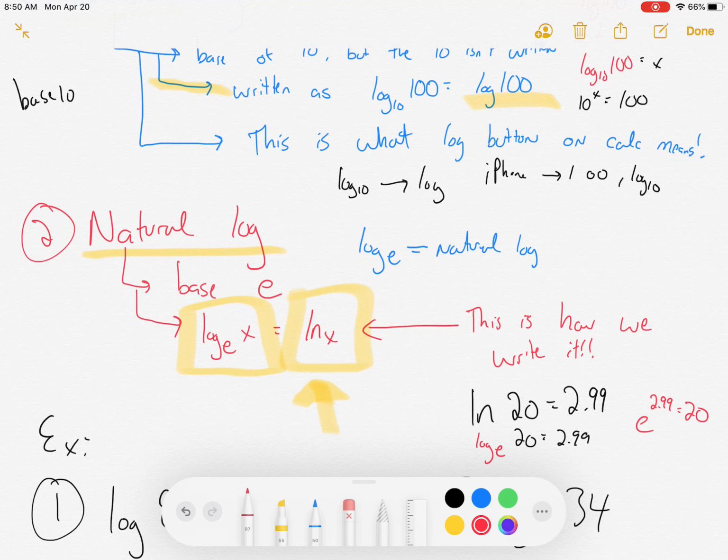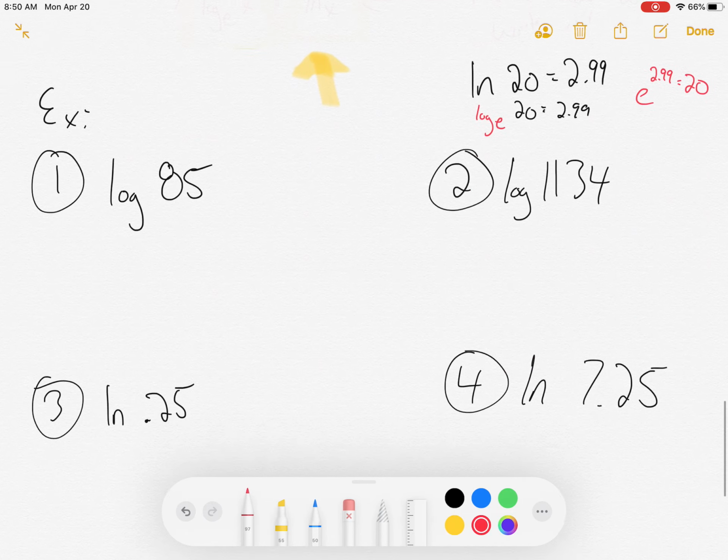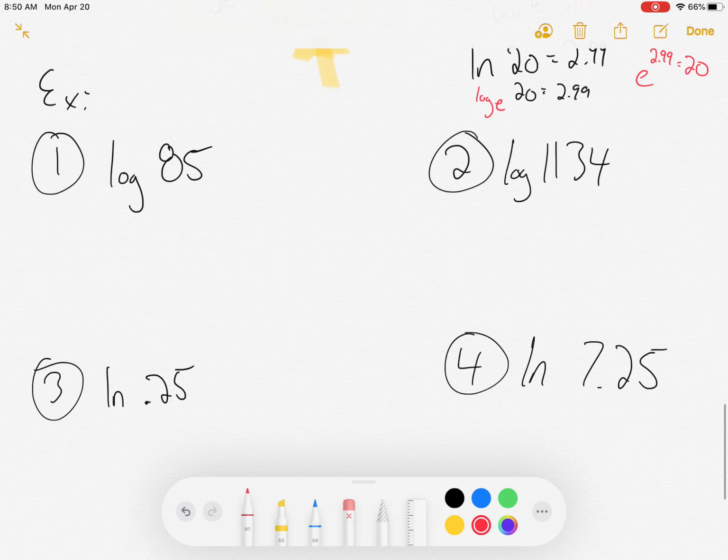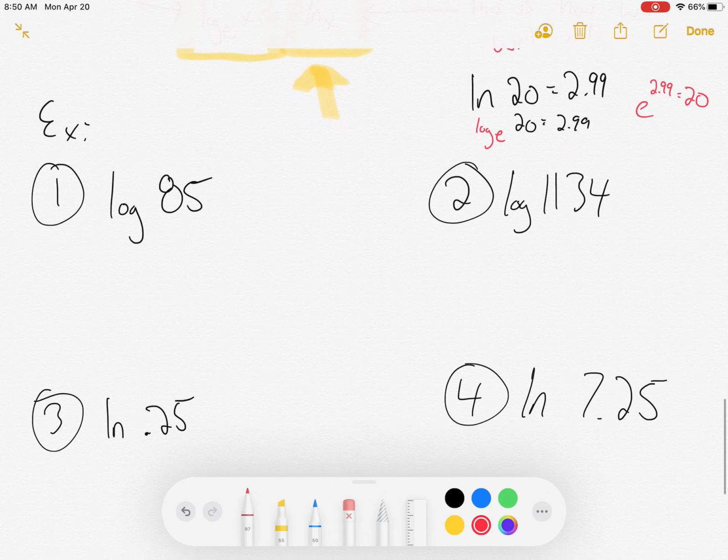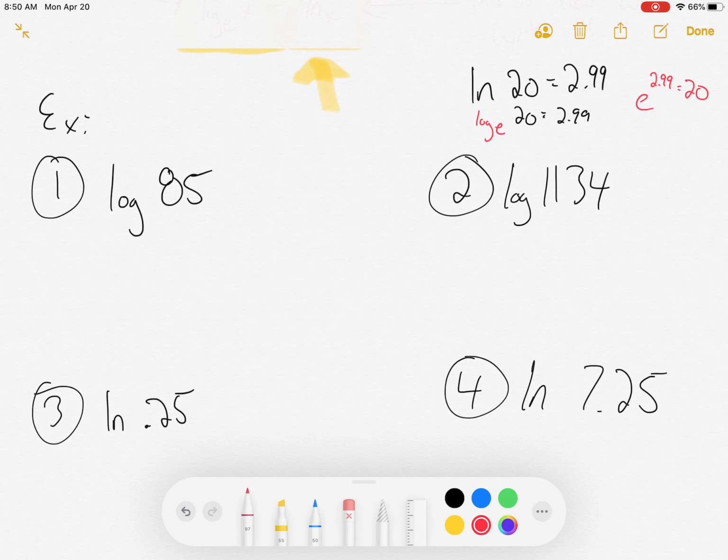There's also an ln button on your iPhone calculator, two buttons to the left of the 4. So again, you would have to type in 20, then hit ln, and you get 2.99. Okay, we have 4 example problems. Now, this is all calculator based. So if you had a calculator, you just type in the buttons. I understand not everyone has an iPhone, but everyone does have a MacBook. You can go to Google and type these in if you want.